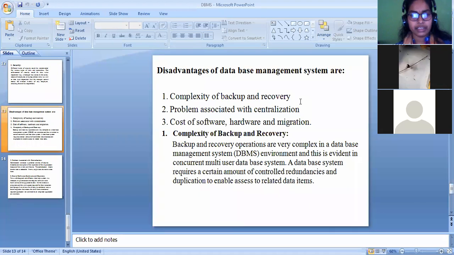Next is disadvantages of database management system. First is complexity of backup and recovery. Backup and recovery operations are very complex in a database management system environment, and this is evident in a concurrent multi-user database system. The database system requires a certain amount of controlled redundancies and duplication to enable access to related data items. So backup and recovery is complex in DBMS.